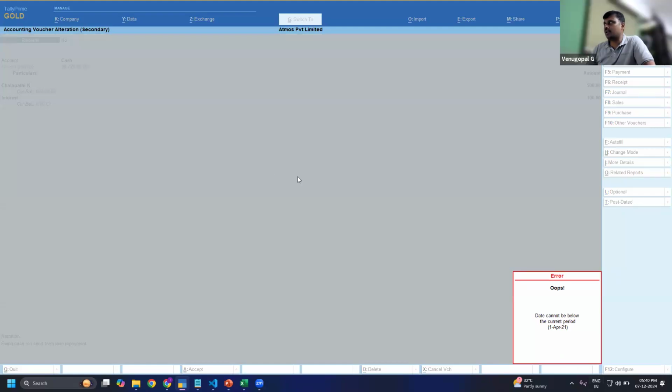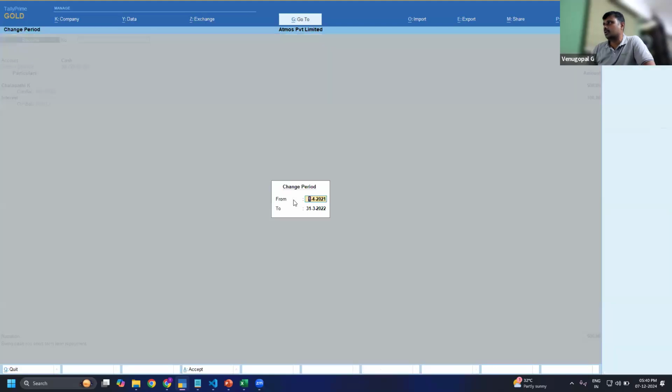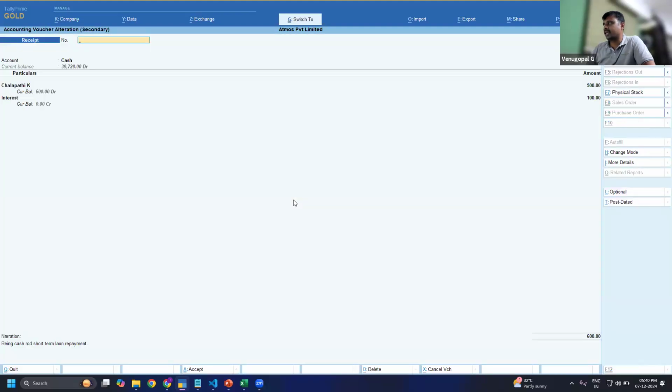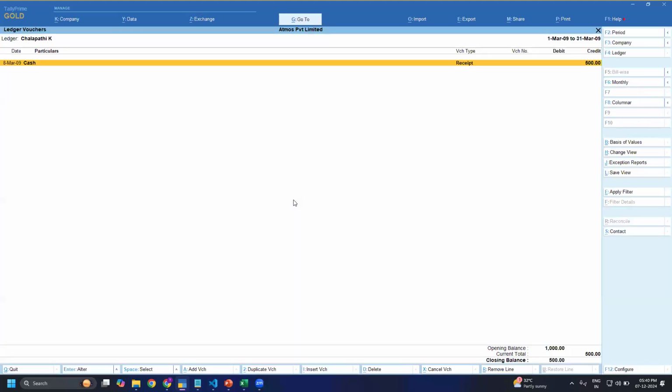Now I'll do control. Yeah, just press Alt F2 and change the period from A09. No, this is March 9, so you should be A08. Let's put it as A08. Now we have changed it in Tally.